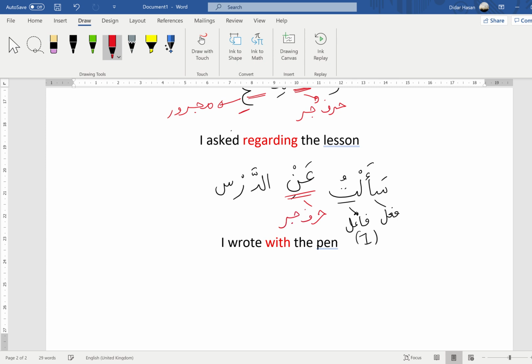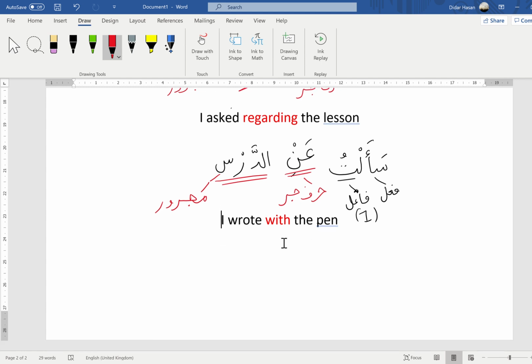Harfu jar. An. So again, whenever you have a harfu jar, you need a majroor. So they both come together. So this will be the majroor. And the majroor always has a kasra over here. So سألت عن الدرس. Okay, so it's very straightforward. Let's do the last one.